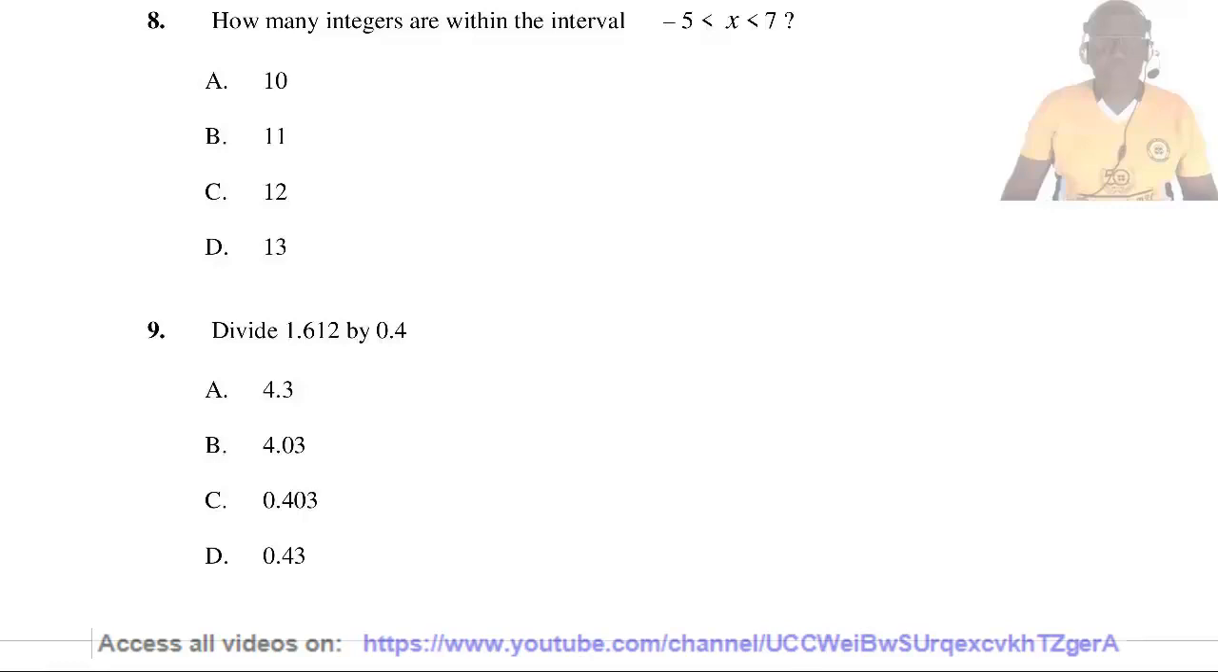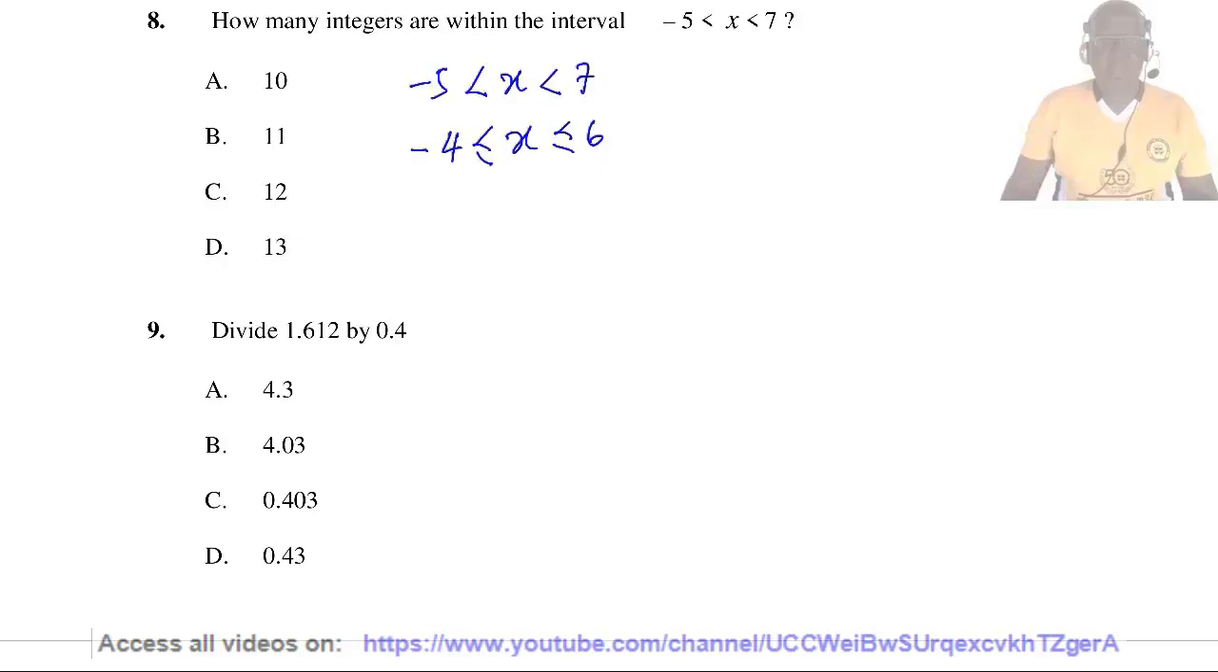Question 8. How many integers are within the interval? S is greater than minus 5. S is less than 7. That is, S is less than 7 and S is greater than minus 5. The above can be written as S is less than or equal to 6 and greater than or equal to minus 4, because minus 5 and 7 are not part of the interval.